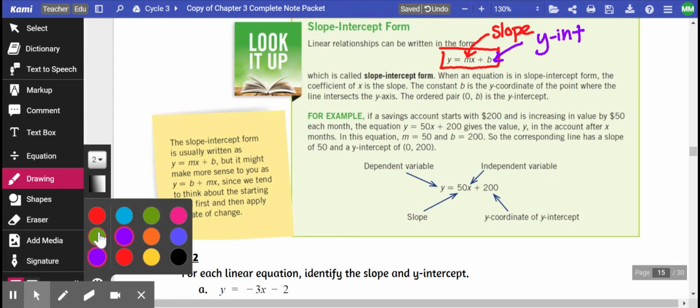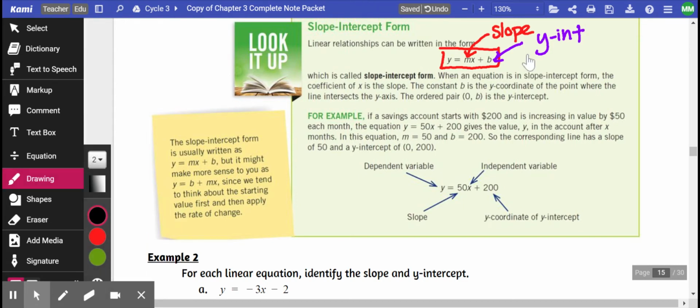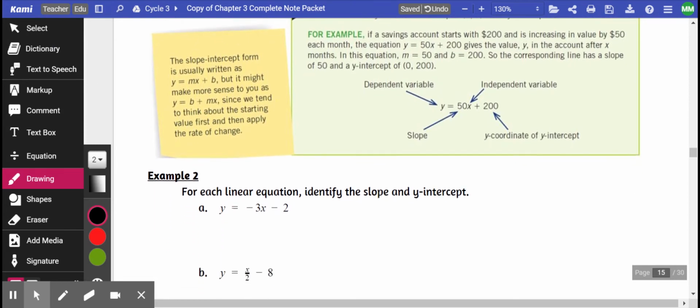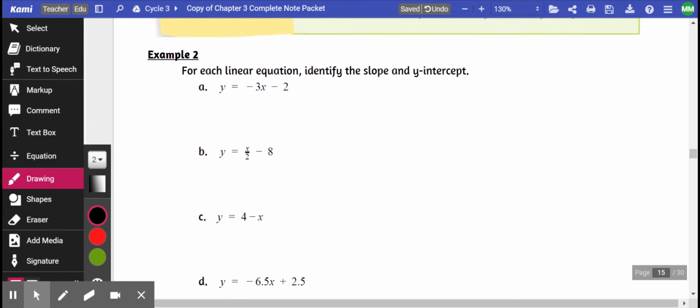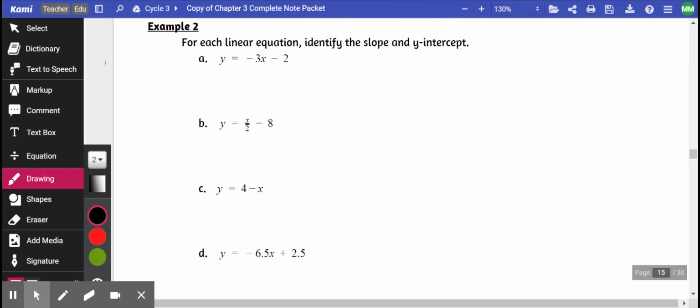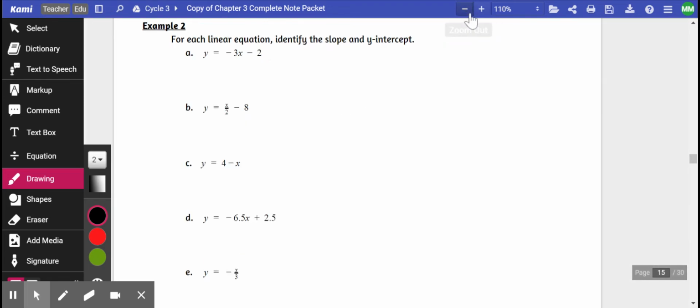Now, something that I do want to point out is you can also have this equation written as y equals b plus mx. So in that case, the b would be the part that's added or subtracted, and the m is the coefficient of the x value, so that would be your slope. Okay, we're going to go ahead and look at the following equations down below. For example 2, we're going to look at each linear equation and identify the slope and the y-intercept.